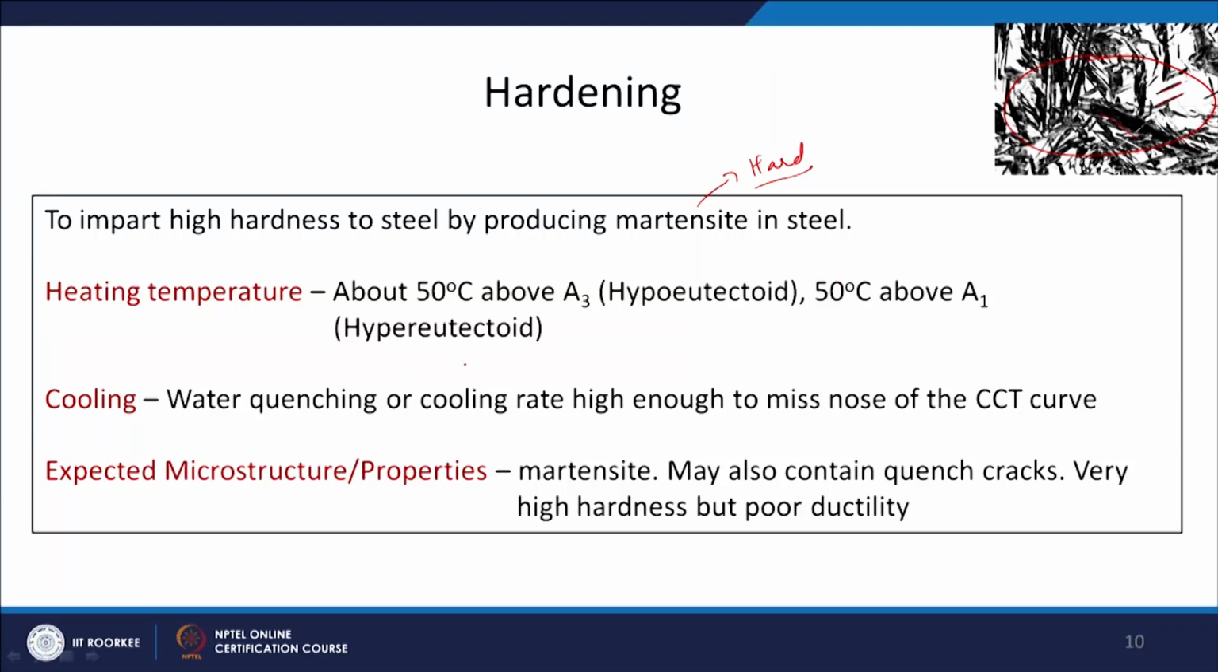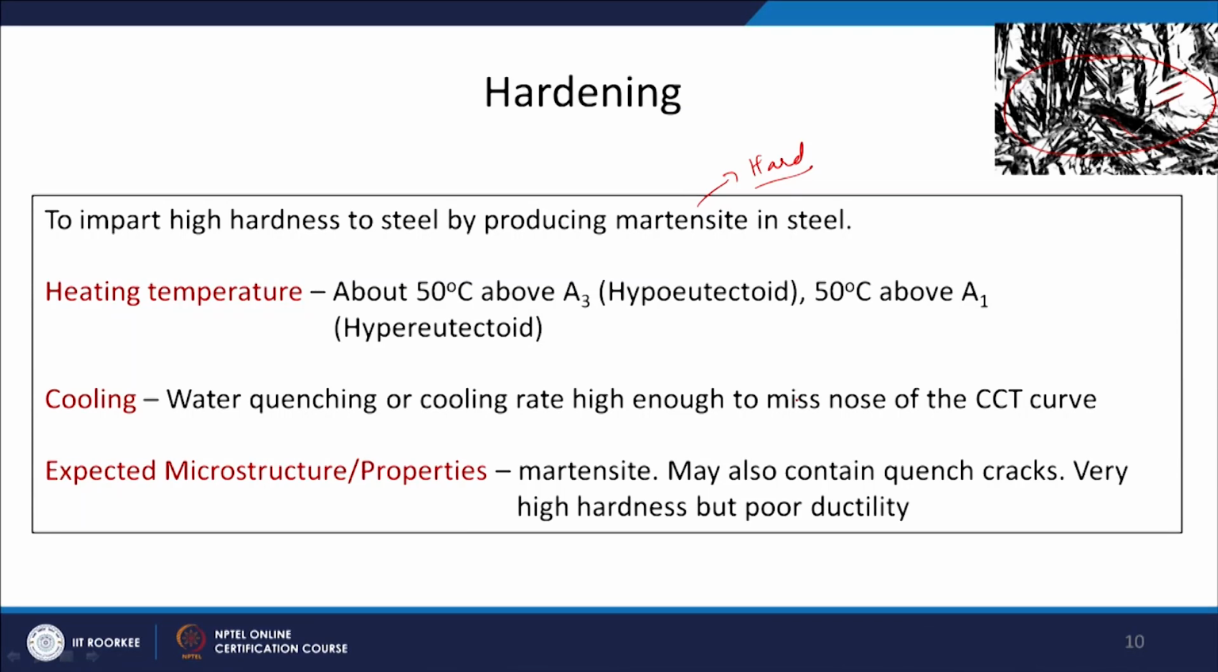Heating temperature is about 50 degrees Celsius above A3 for hypoeutectoid and 50 degrees Celsius above A1 for hypereutectoid. Cooling is water quenching, or a cooling rate high enough to miss the nose of the CCD curve. So cooling has to be high enough so that I do not cross the nose of the CCD curve. When you do water quenching, if your product is big, there will be a lot of thermal stresses in the material. So it is always advisable to add alloying elements if you want to do hardening, so that the nose of the curve shifts toward the right and you can have a slower cooling rate also to get martensite.